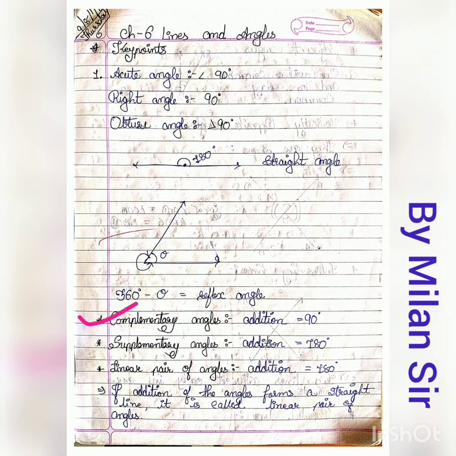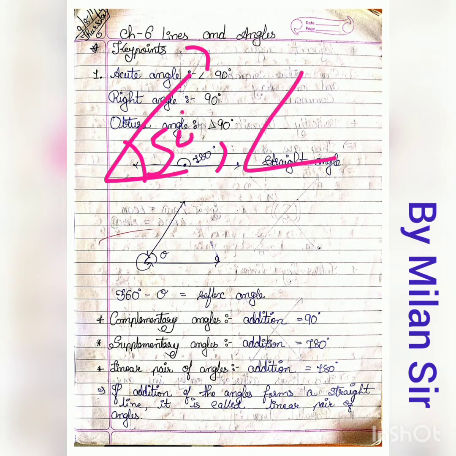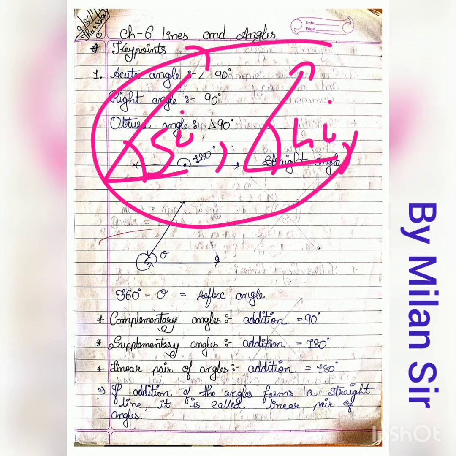After that, complementary angles. Now here we are talking about two angles. If addition of two angles is equal to 90 degree, it is called complementary angles. If one angle is 50 and the other angle is 40, then these two angles are complementary angles, because their addition is equal to 90 degree.